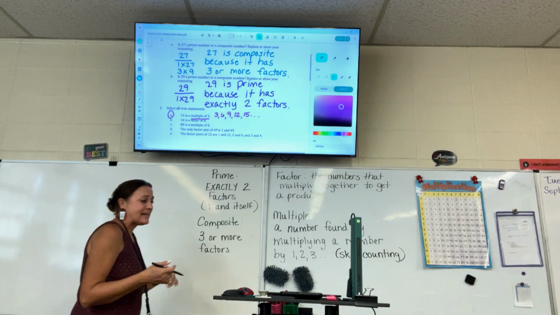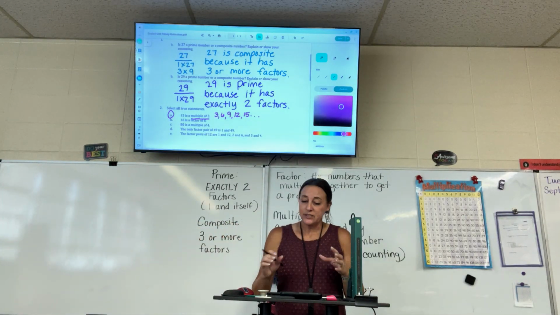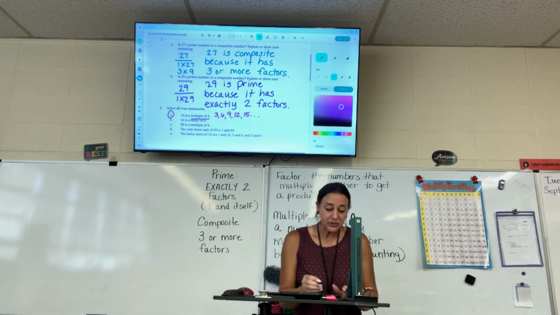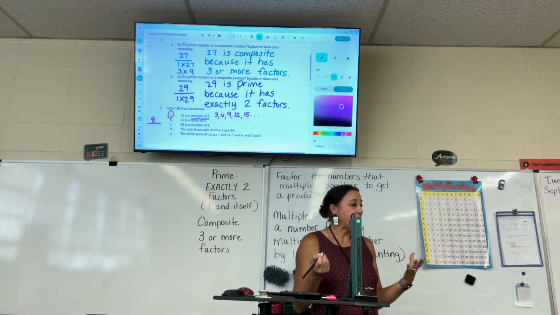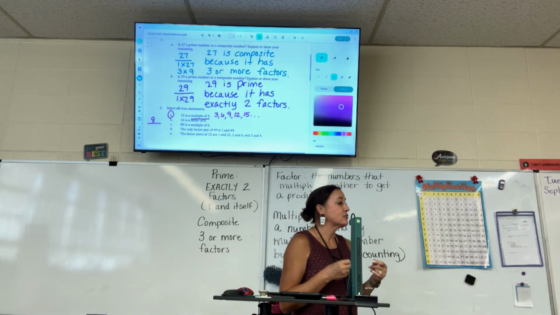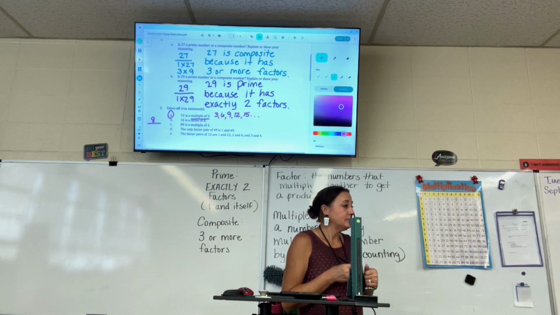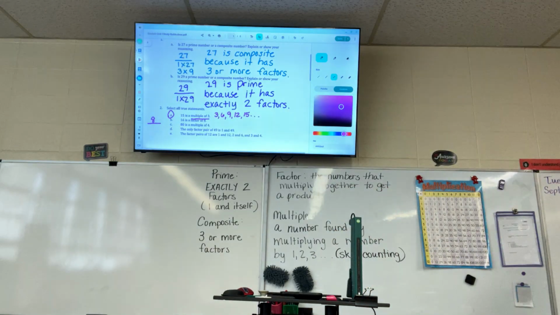Next, it says, is 16 a factor of 8? So when we're finding factors of a number, we're just gonna come over here and let's list the factors of 8. So what do we start with, Isabella? What are the first 2 factors of 8? What were the first 2 factors of 27? First 2 factors of 29? What are the first 2 factors of 8?